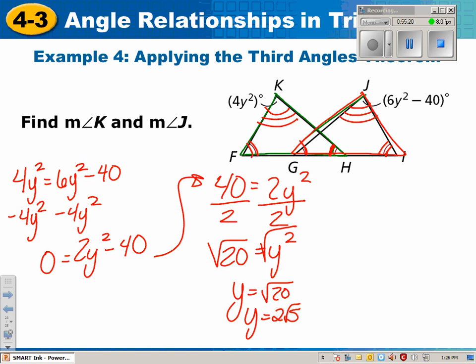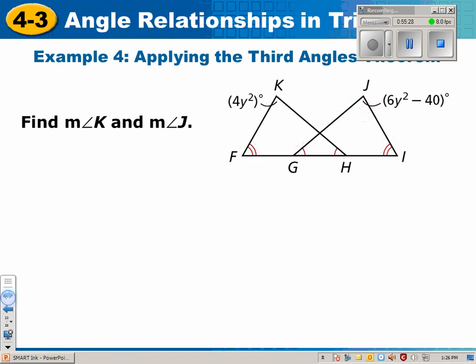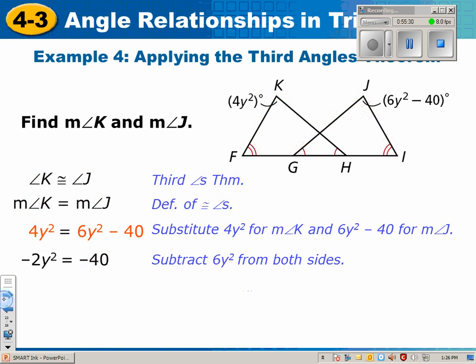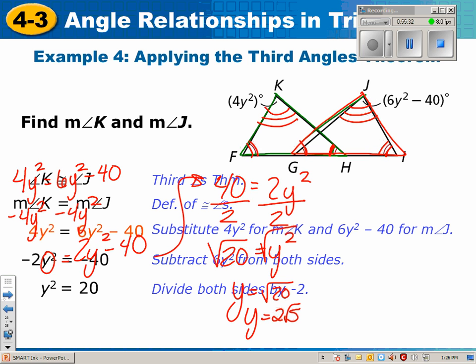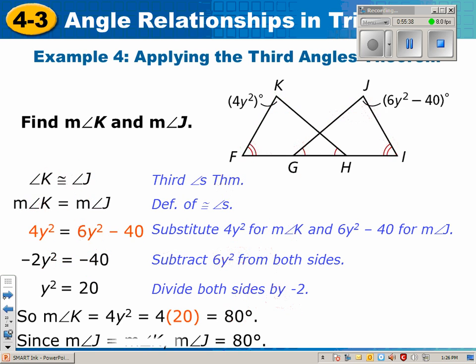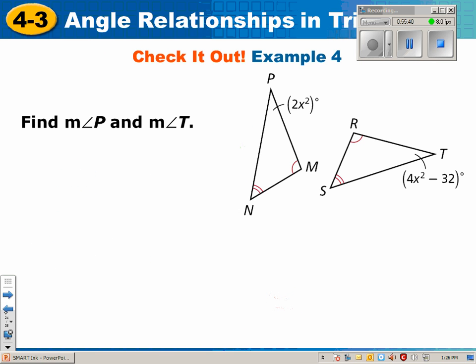If you do simplify it and plug it in, be very careful with your algebra, okay? Any questions? Awesome. Go to the next one, last example. And by the way, one more time, what theorem did we just use? Third angle theorem. All right, last example. Go ahead, do it on your own.